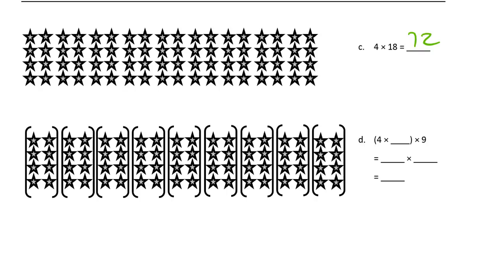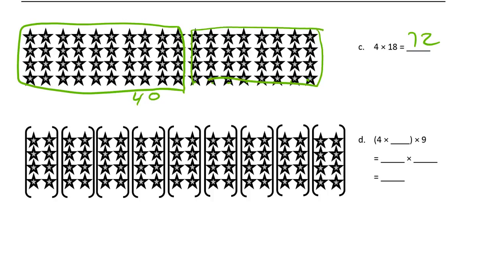So you could look at it this way. 1, 2, 3, 4, 5, 6, 7, 8. So there's 10. There's 4 rows of 10, so that's 40. And this is 4 rows of 8, 32. And 40 plus 32 is 72.